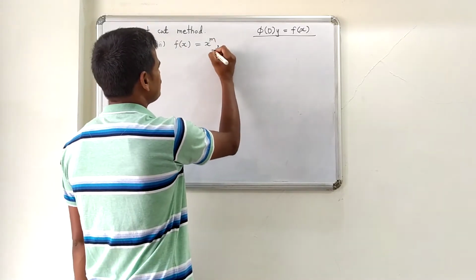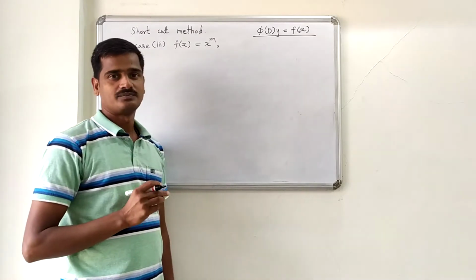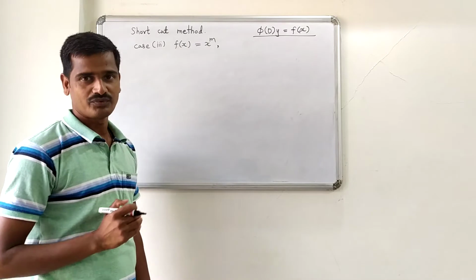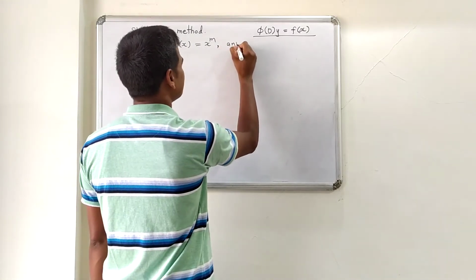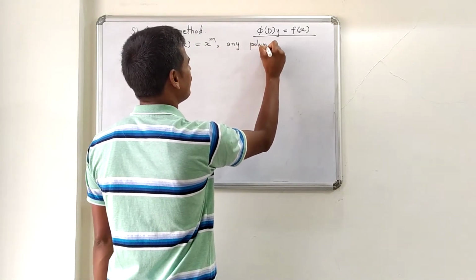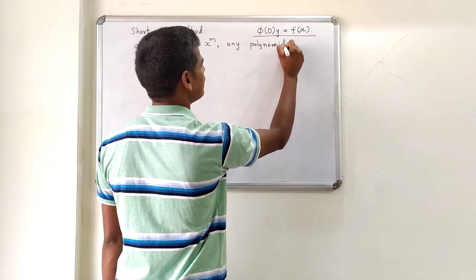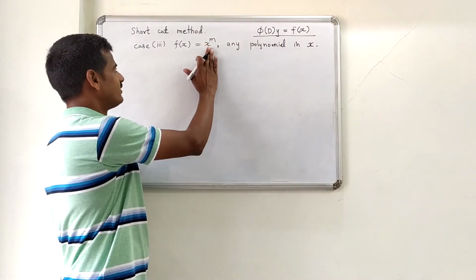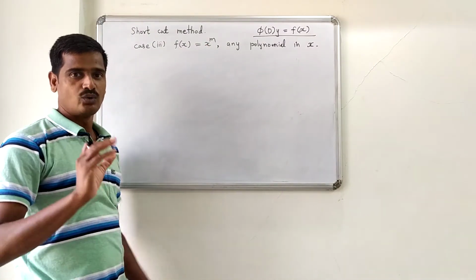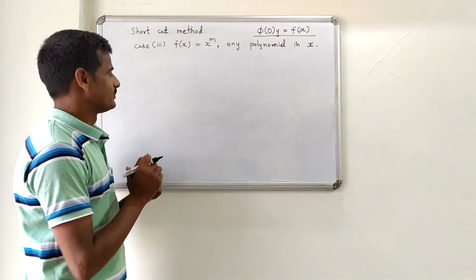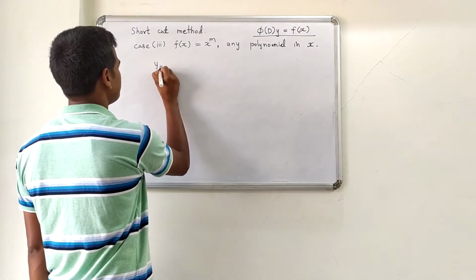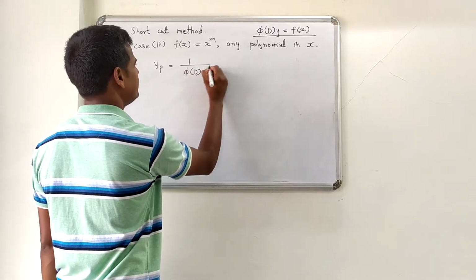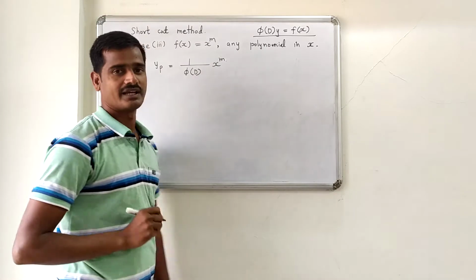So x raised to m or any polynomial in x. Case number 3 is f of x is equal to x raised to m or any polynomial in x. Now if this is the function on the right hand side, then how to find out the particular integral? So what is your particular integral? Yp is equal to 1 upon phi of D operated on x raised to power m.